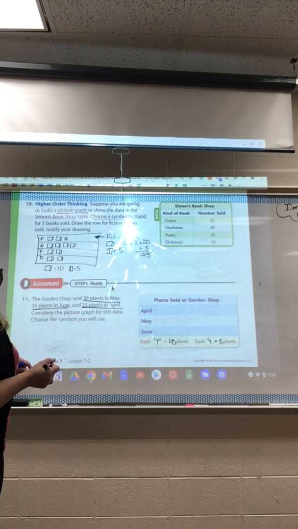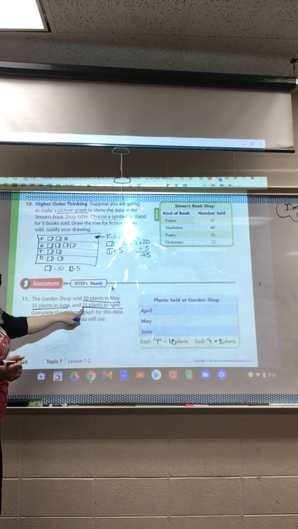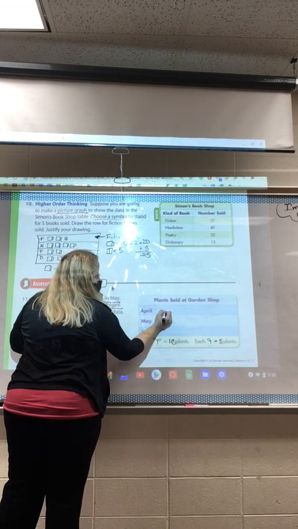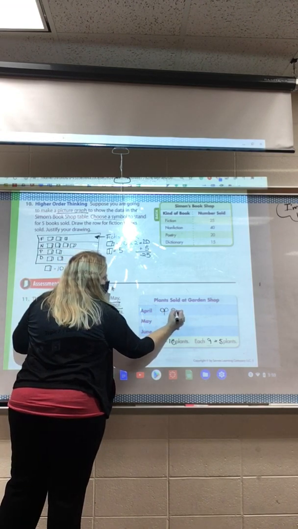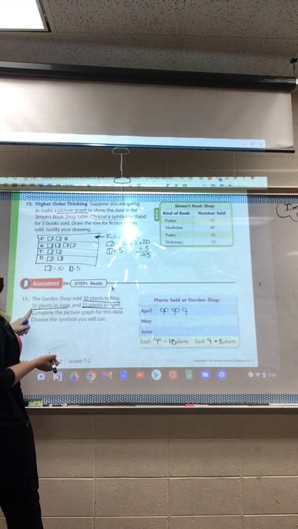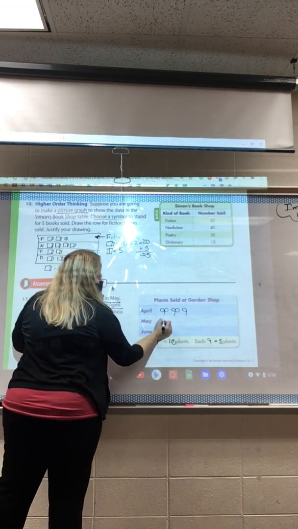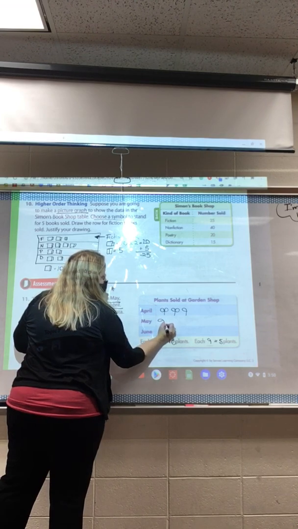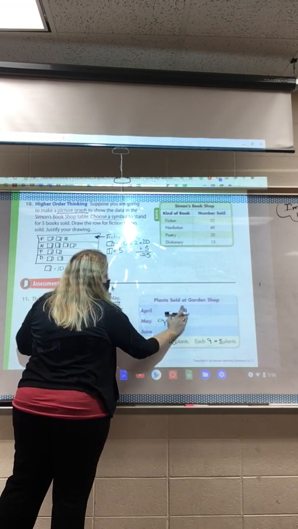So, in April, I had 25, so I'm going to need 2 2-leaf plants, that's 20, and 1 1-leaf, that's 5. And in May, I had 30, so I'm going to need a 2-leaf plant.